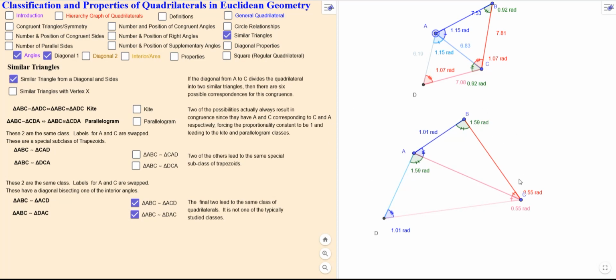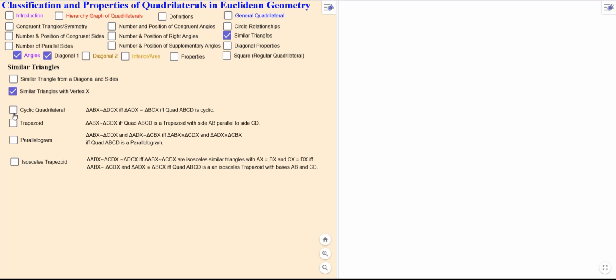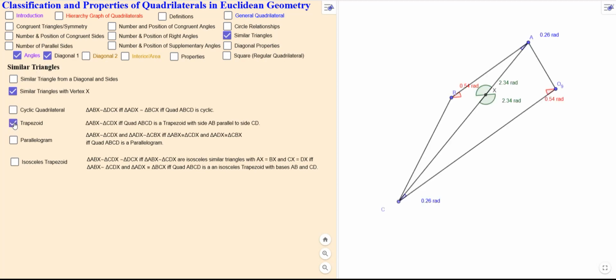So there's another special kind of quadrilateral, but it's not one of our usual suspects, not one of our standard kinds. So there's another way to look at quadrilaterals that way. Now, continuing on this idea of looking at similar triangles, there's another way we could get some triangles. Okay, so let's say we've got a quadrilateral like this, and we draw both diagonals, and they meet at a point, let's call it X.